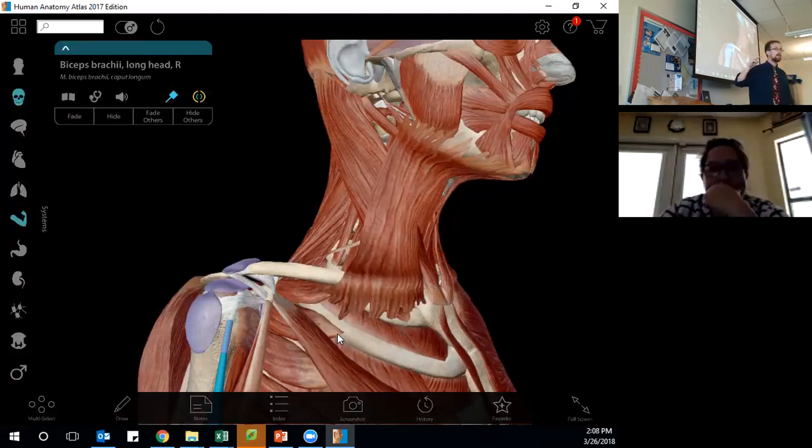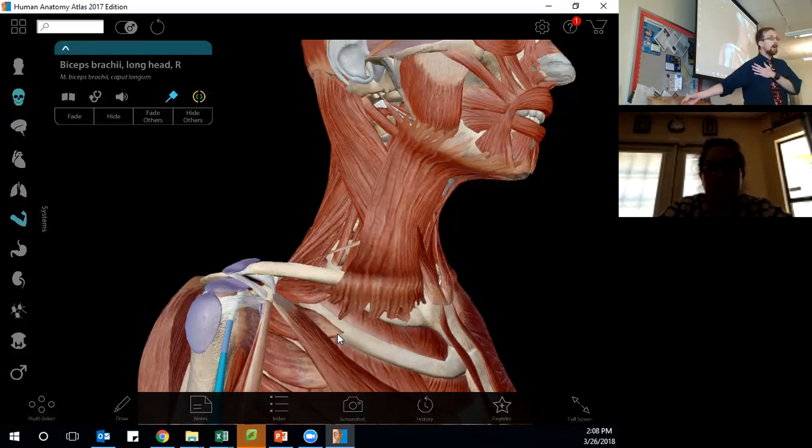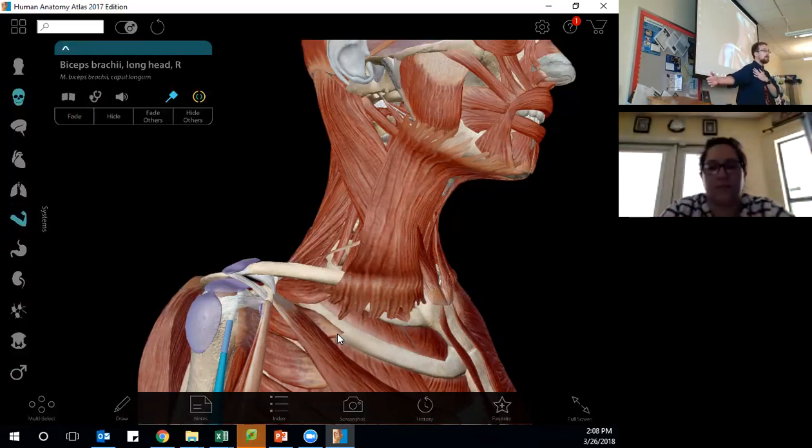Anteriorly, what do we have? Pec major, most obvious and easiest. Coracobrachialis, coracoid process, shaft of the humerus. And then biceps brachii, is it long head or short head? Oh, you jerk, it's both. Quit trying to trick us. Talking to me, not you. It's both. It is both. Long head and short head.